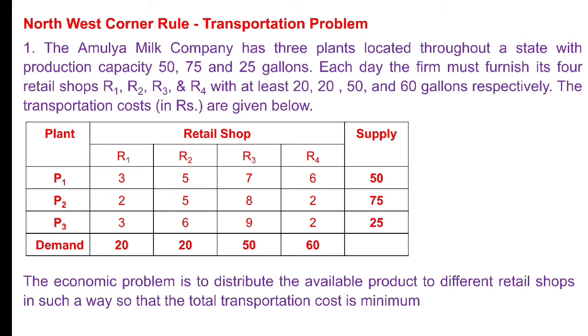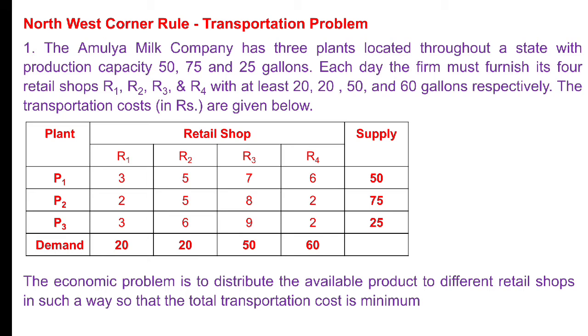Here it is clearly mentioned the milk company has 3 plants: plant 1, plant 2, plant 3. And there are 4 retail shops: R1, R2, R3, R4. It is not an issue how many rows or columns there are. Here we need to check only whether supply equals demand. Check the demand row: 20 plus 20 plus 50 plus 60, so we get 150. Similarly, supply is 50 plus 75 plus 25, and you get 150. Both are equal. We can say it is a balanced transportation problem, and we can solve it without any changes to the problem.